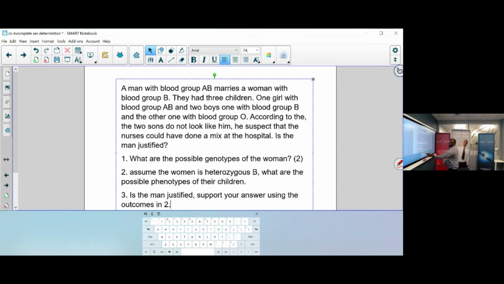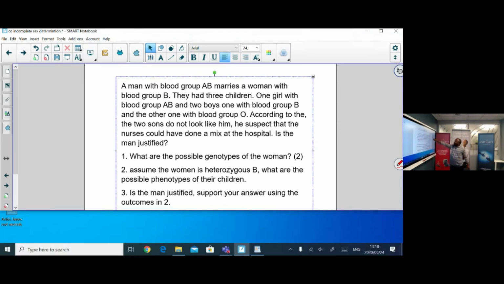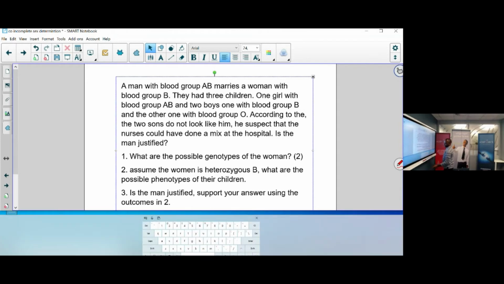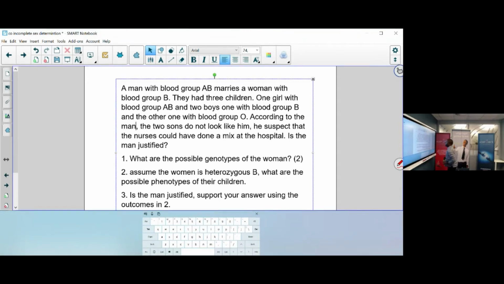A man with blood group AB marries a woman with blood group B. They had 3 children, 1 girl with blood group AB, 2 boys, 1 with B, and the other one with O. According to the man, the sons do not look like him. To him, the sons should resemble him.